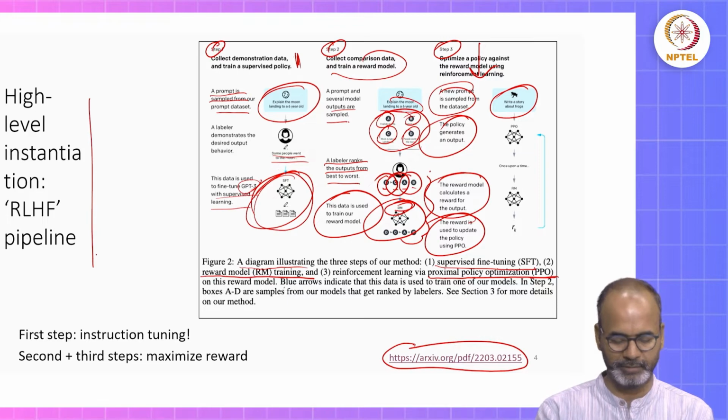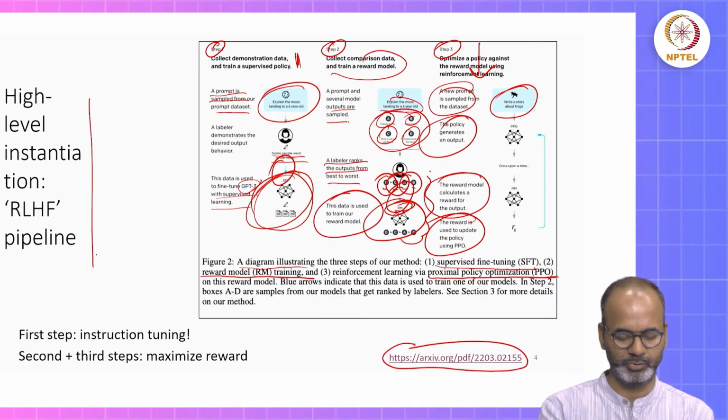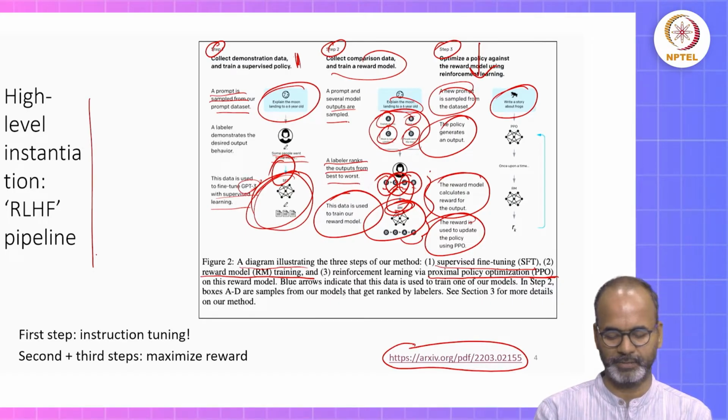Something to note again in the figure: blue arrows indicate that this data is used to train one of our models. Blue arrows, if you want to see here, right? Those are blue arrows. In step 2, boxes A to D are samples from our models that get ranked by labelers.